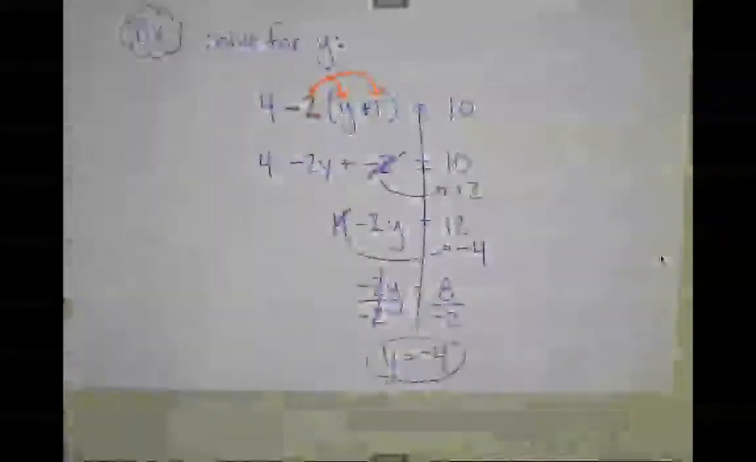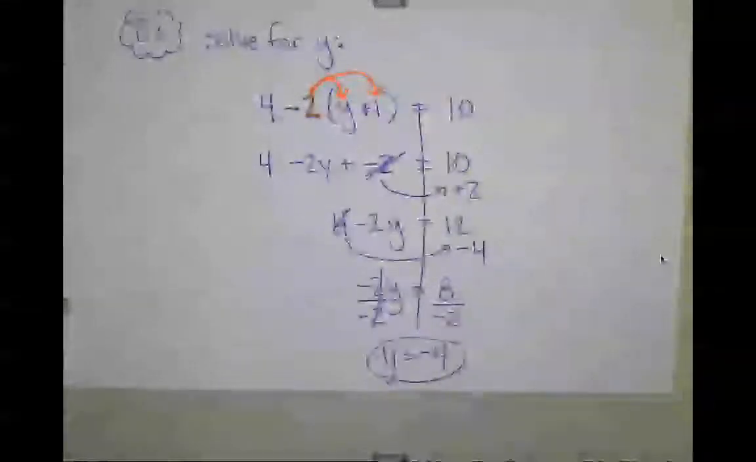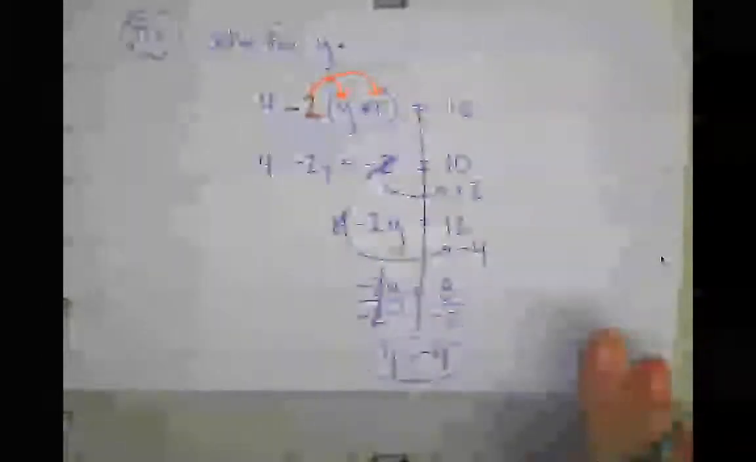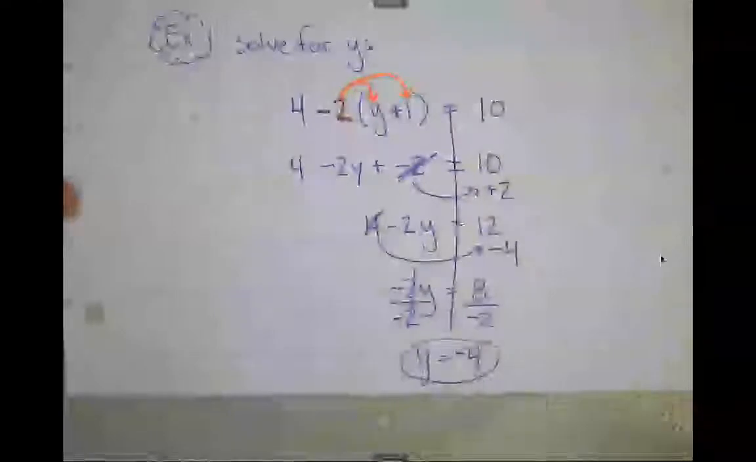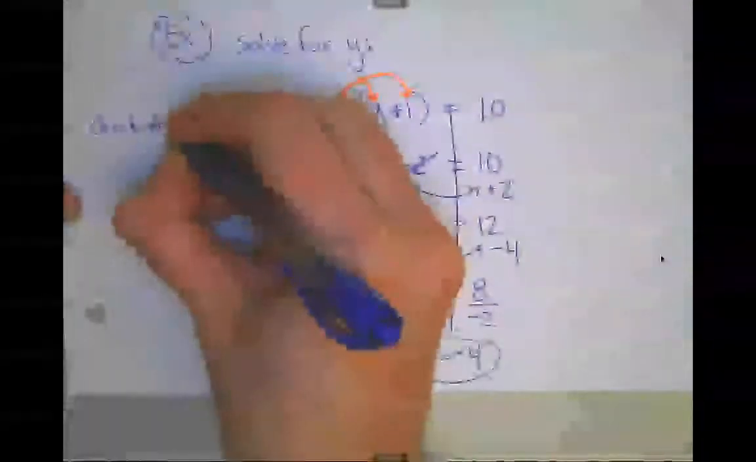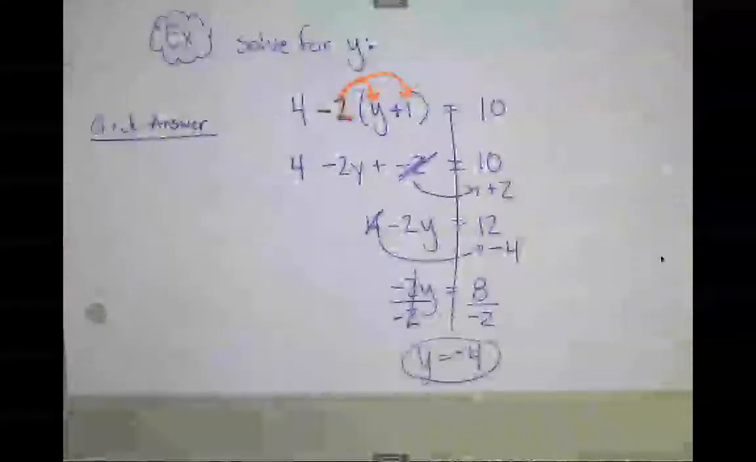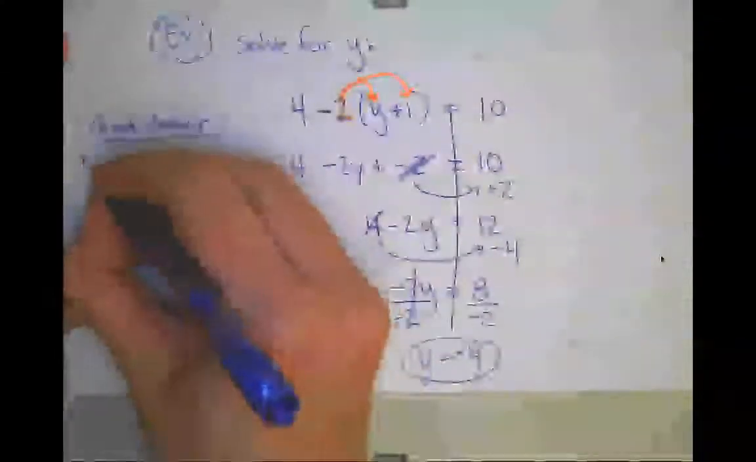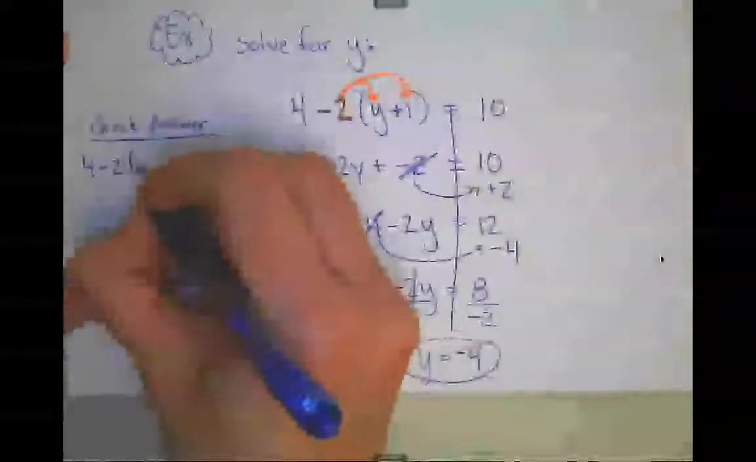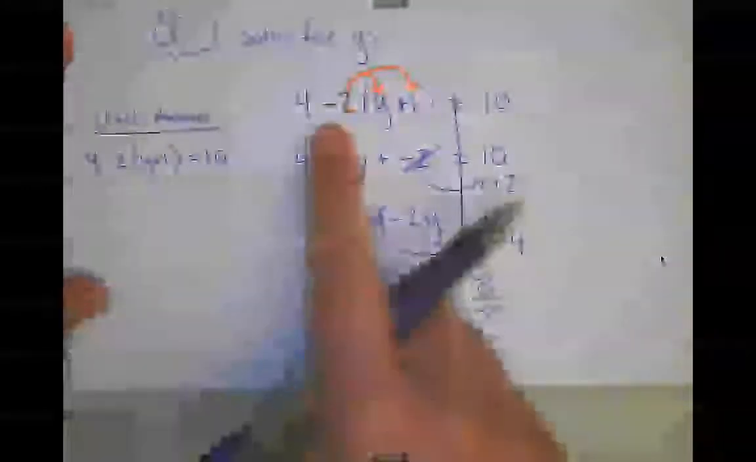There's my answer. Now let's say you're doing this on a test and you want to see if you got it right, you want to advance your work a little bit, you can easily show how to check your answer. Let's check answer. What a good way to show that you're really proficient in something, being able to check your answer. So to check your answer, you're going to copy the problem. 4 subtract 2 times y plus 1 equals 10. The original problem that we started with way up top here.